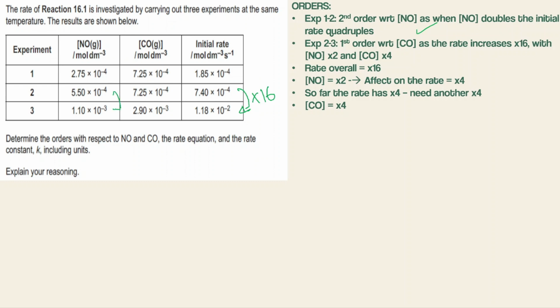We already know that this is times 2, and we already know that this is second order, so that's going to be times 4. What do I multiply 4 by to get 16? Times 4, so I need to times it by another 4. And our CO has provided that 4, so you already know that CO is first order.